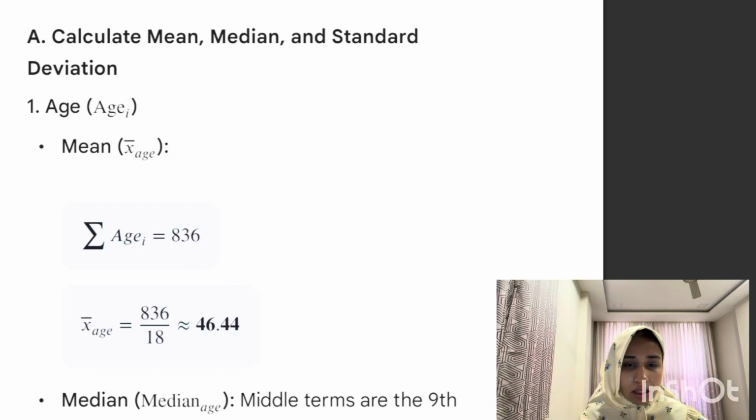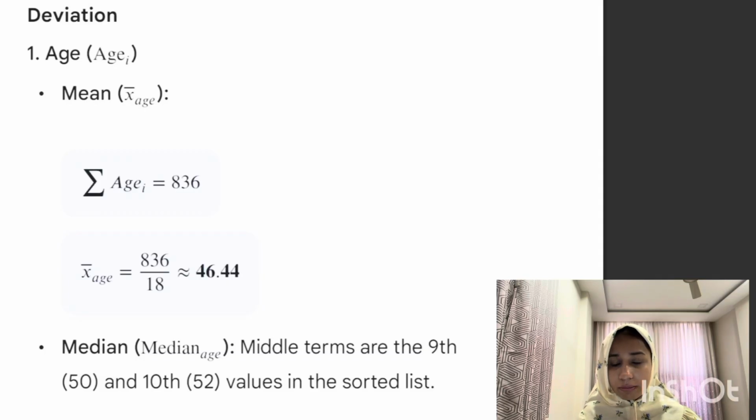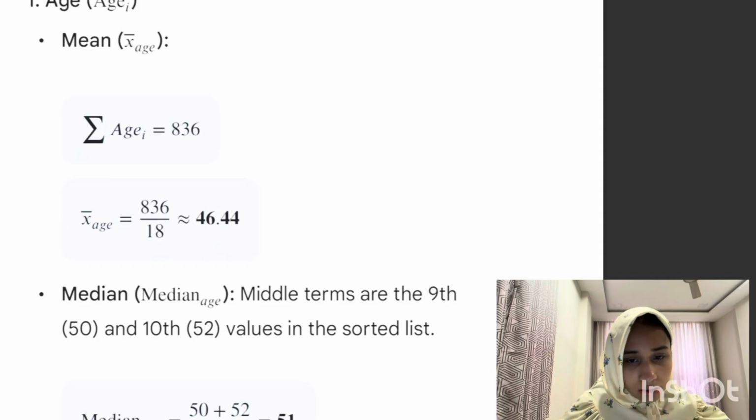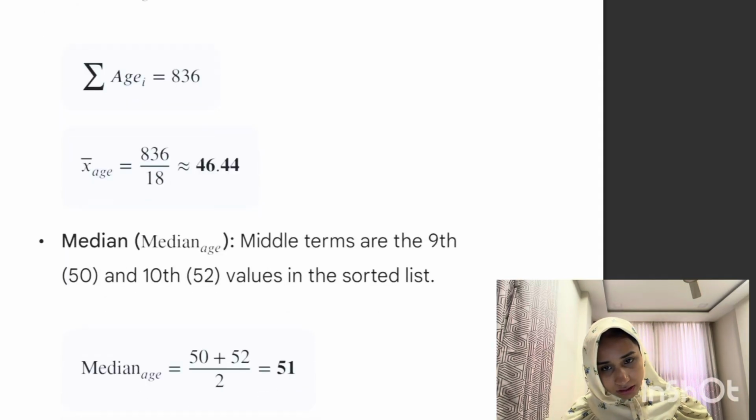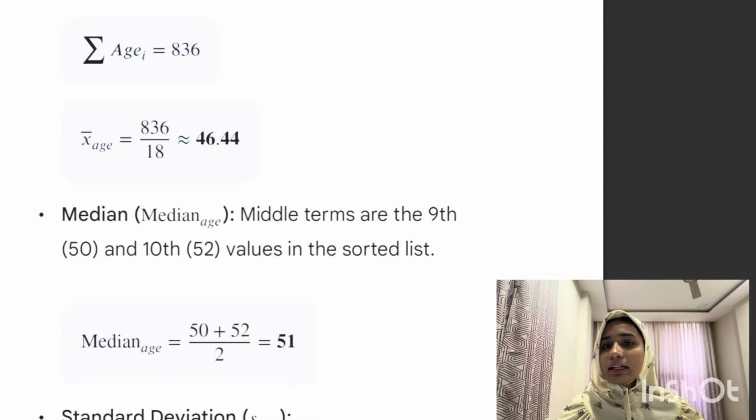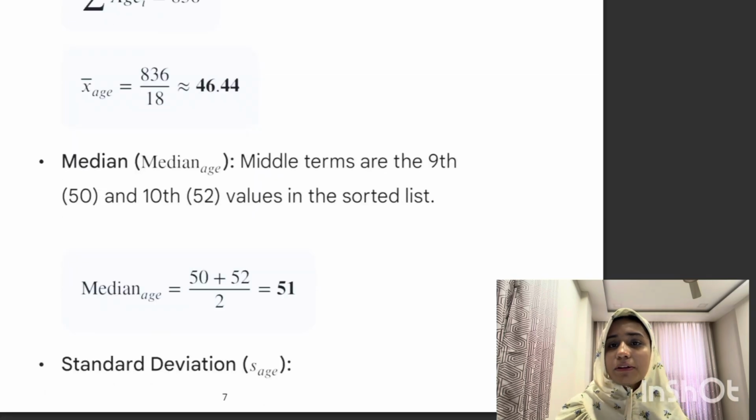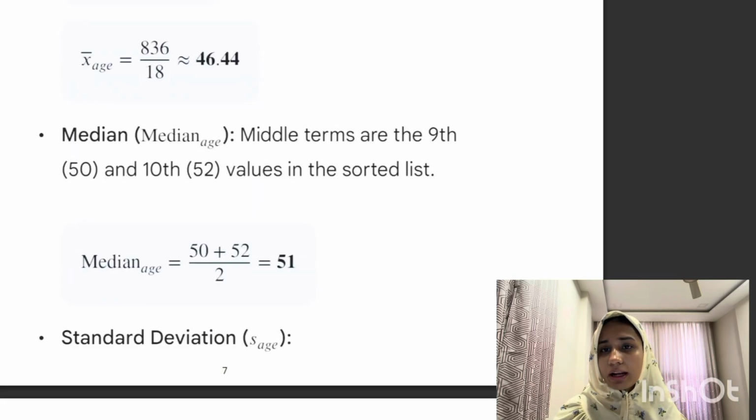For the age, the mean is the sum of all observations divided by the number of observations, which is 46.44. Similarly, the median is the middle term. Here there are 18 observations, so the median is the average of the 9th and 10th terms: 50 plus 52 by 2, which is 51.